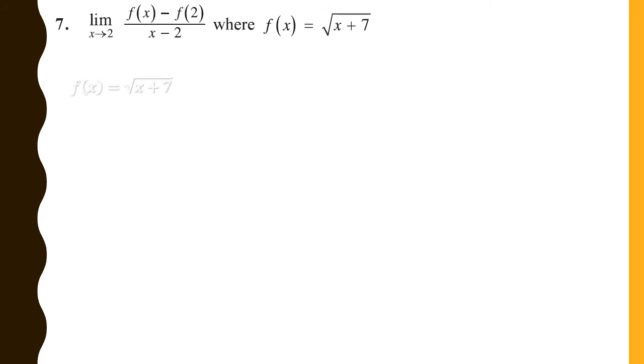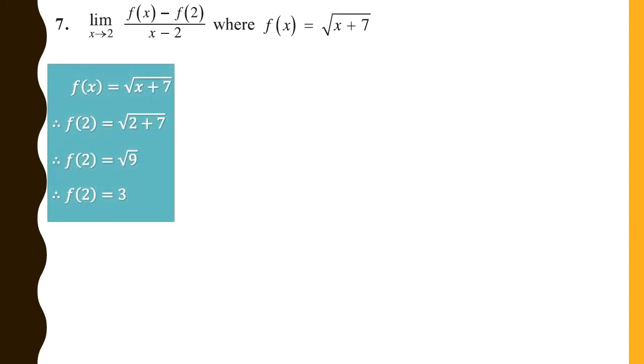First, f(x) is equal to root of x plus 7. So if we take f(2), it will be root of 2 plus 7, that will be root 9, that would be f(2) equals 3. So I will say it once again, f(x) is equal to root x plus 7. When I put 2 into the equation, it becomes root of 2 plus 7, that makes it root 9, and that would be 3. So now I will put f(x) and f(2) values into my regular equation here. So f(x) will be root of x plus 7 and f(2) will be just 3.